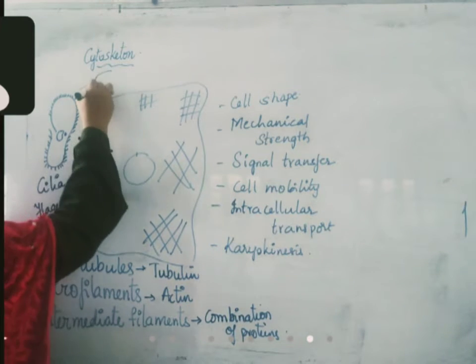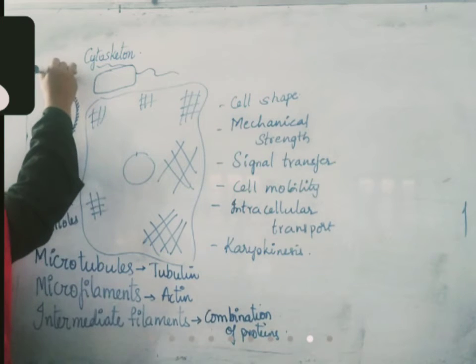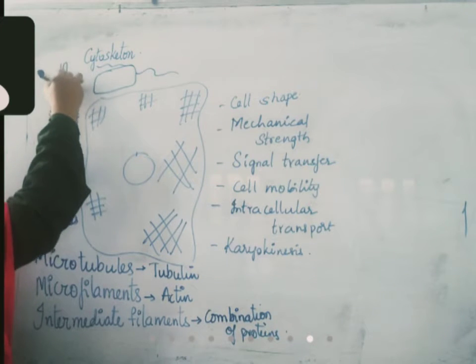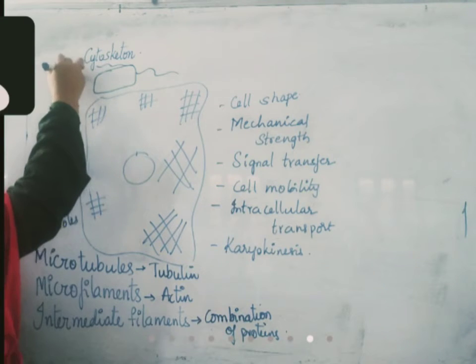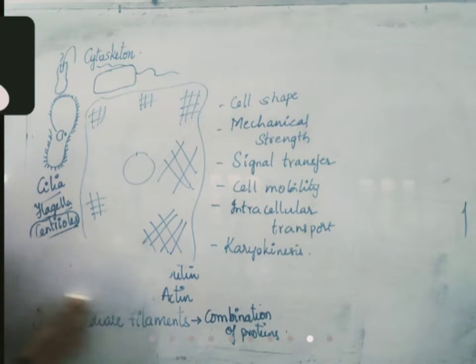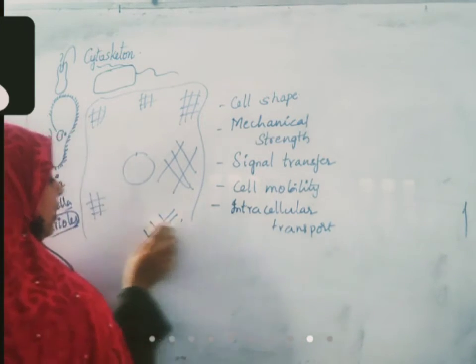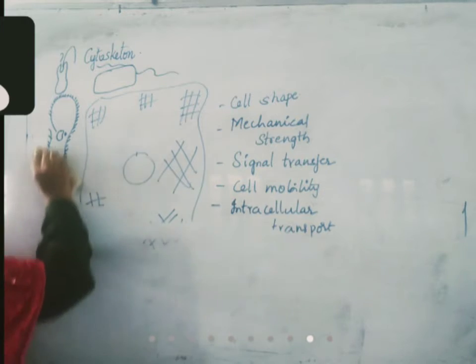Bacterial cells have flagella. Euglena also has flagella. Flagella and cilia are useful for transport. Centrioles are the structures that are formed inside the cells. We'll discuss the structure of cilia, flagella, and centrioles.